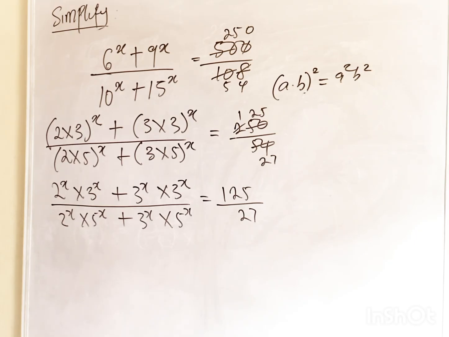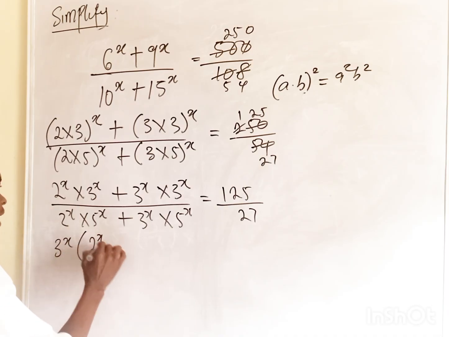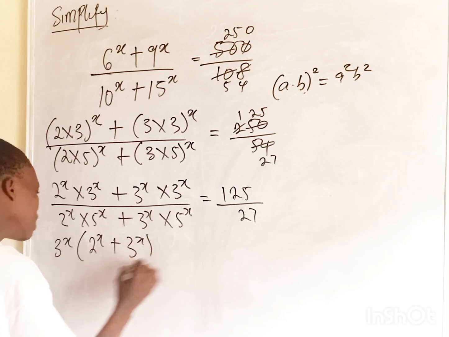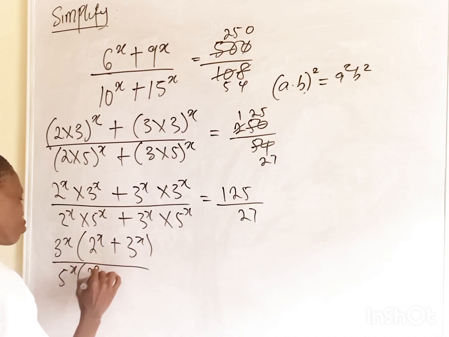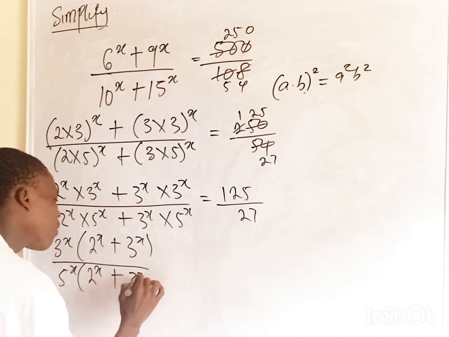What next are we doing? Clearly from here we know that we have 2 to power x, 3 to power x. 3 to power x here is common, so factorize one of it. In the denominator 5 to power x is common, factorize one of it. So if we do that, we'll have 3 to power x into bracket 2 to power x plus 3 to power x, all divided by 5 to power x into bracket 2 to power x plus 3 to power x.